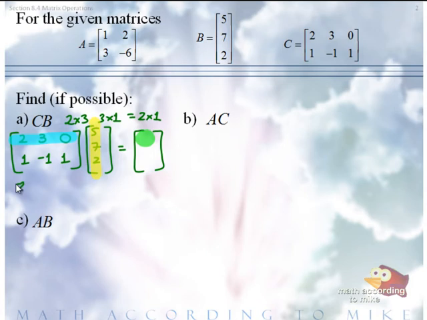As we learn, to multiply a row and a column, you multiply corresponding entries and add. So you'll do 2 times 5 plus 3 times 7 plus 0 times 2, which is 31. So the number that goes here is 31.